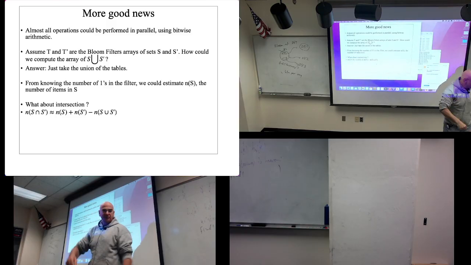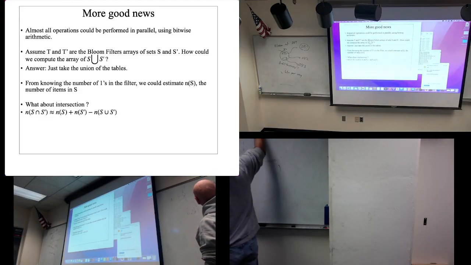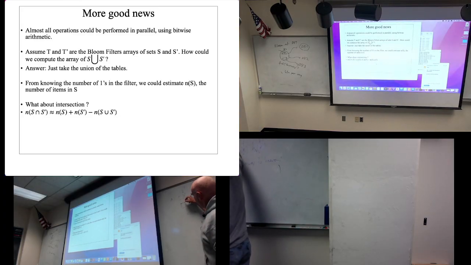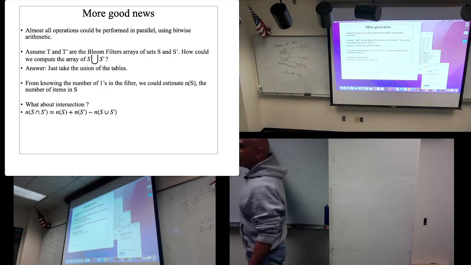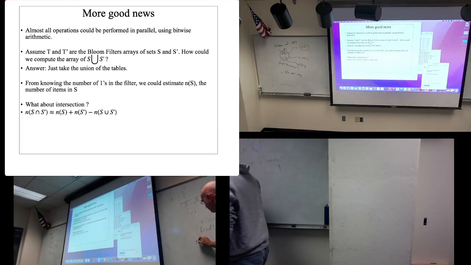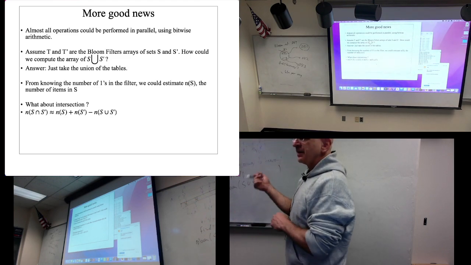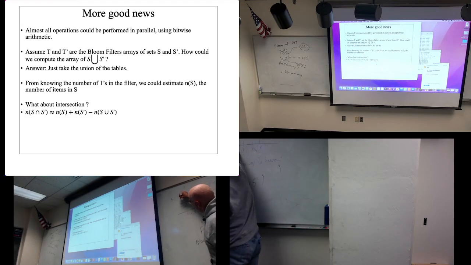How? This is a binary array for S. Here is another binary array for S prime, the Bloom filter of S prime. And what is the union of the two Bloom filters? What is the Bloom filter of S union S prime? You're going bit by bit, asking if this is 1 or 0. You're just asking for the first bit, and if any of them is 1, then in the resulting bit, I'll set it to 1.